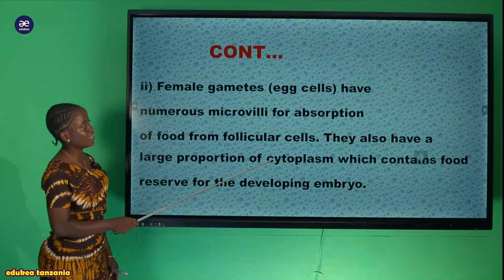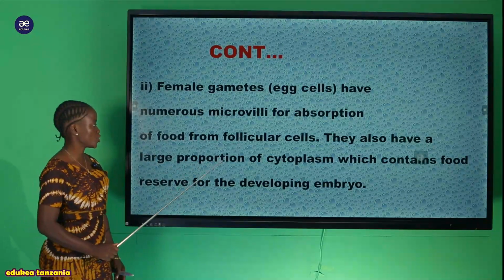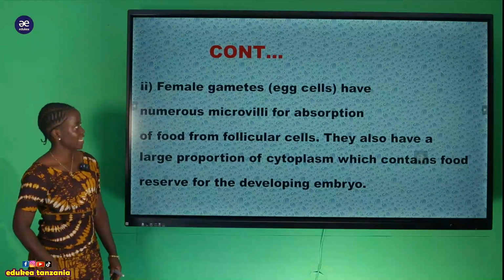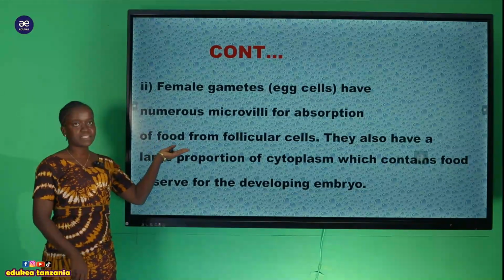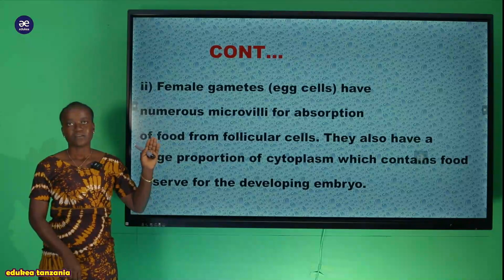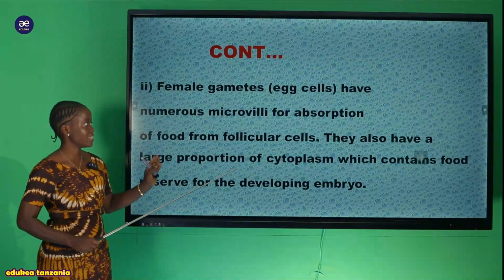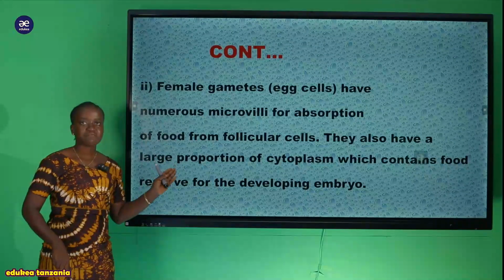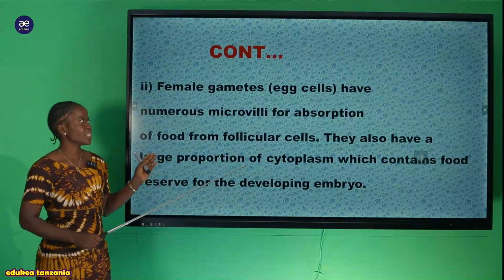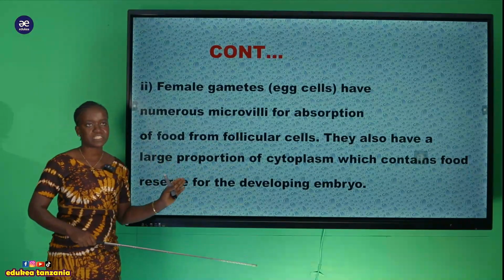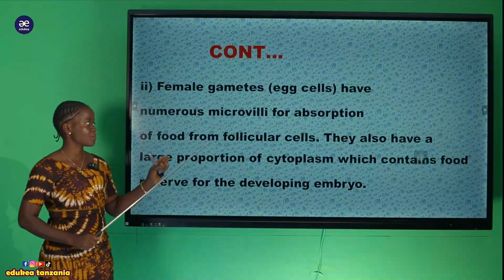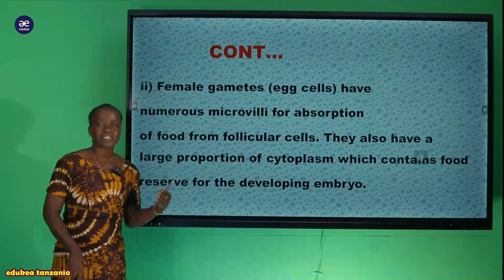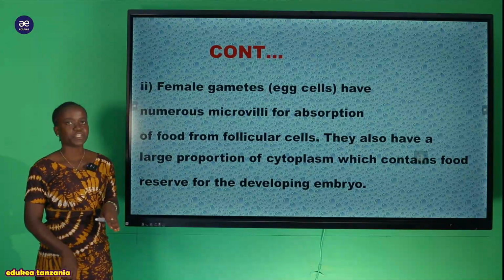They also have a large portion of cytoplasm which contains the food reserve for the developing embryo. So pia hii gamete ambayo tunaita egg cells, for instance here we have this egg cell. Kwenye egg cell inakuwa na numerous mitochondria. Hizi numerous microvilli for absorption of food from follicular cells. Pia hizi microvilli zinasaidia kwenye attachment zikifika direct kwenye uterus.